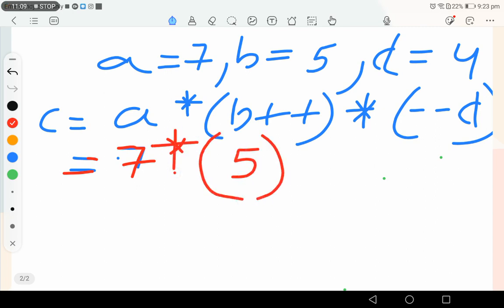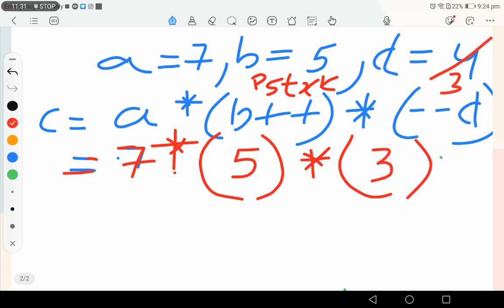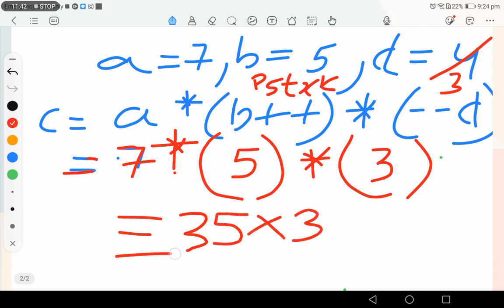We have to write it as it is because this is postfix increment. And into minus minus D, don't be confused, means prefix decrement. First we have to decrease the value, that would be 3. Then 5 7s are 35, and then into 3, that would be 105. Alright, so this is the final answer. Bye everyone.